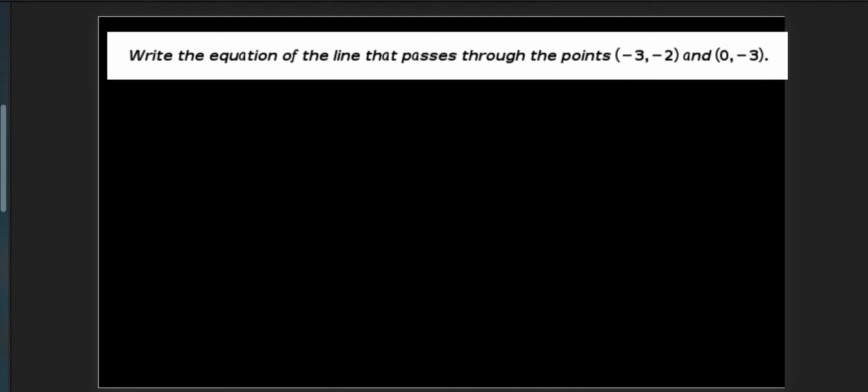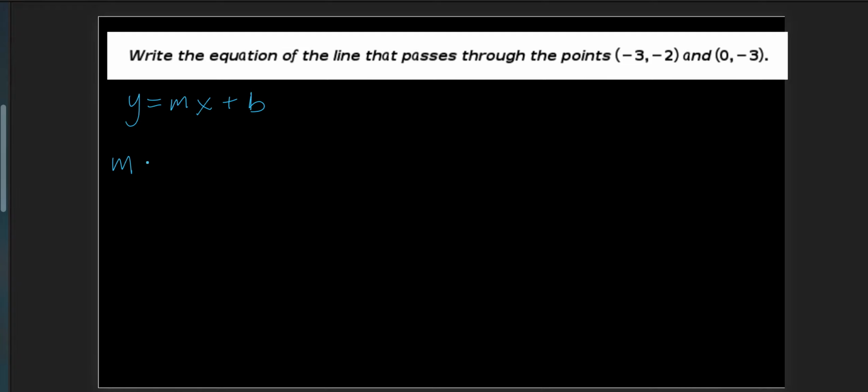Now we have a question that says, write the equation of the line that passes through the points negative 3, negative 2, and 0, negative 3. So you need an equation of a line. Your answer is going to be something like y equals mx plus b, or probably something with a y and an x in it. So we would need to find the slope and the y-intercept there. B is y-intercept.